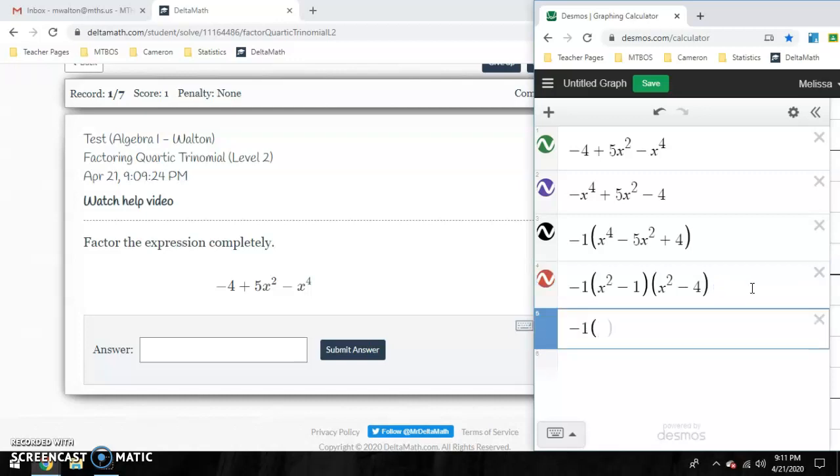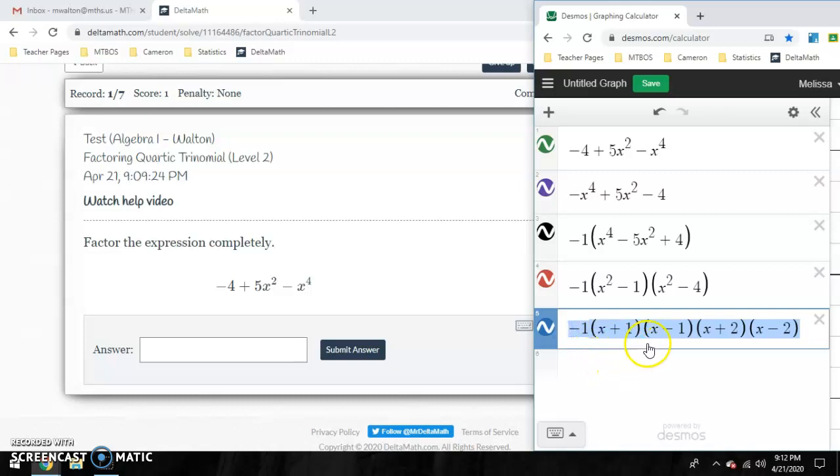I still have my -1. This first one, x squared minus 1, breaks up into x plus 1, x minus 1. x squared minus 4 is x plus 2, x minus 2. And this is our final answer.